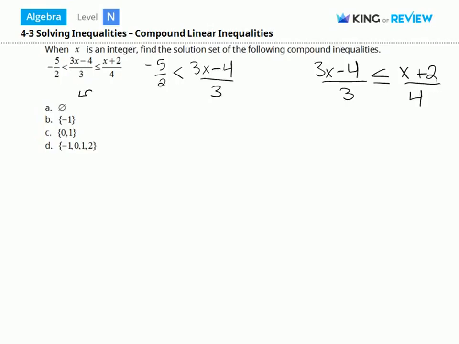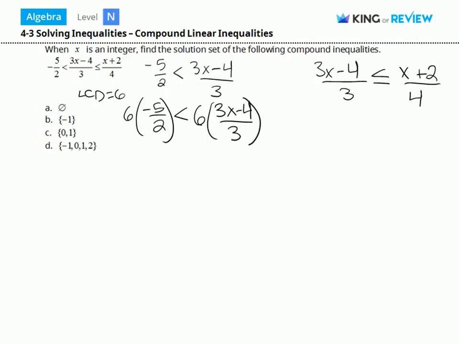In this case, our LCD will be 6. So we're going to multiply 6 by the right-hand side and by the left-hand side. So 6 times the left-hand side is 6 times negative 5 over 2. And for the right-hand side, it's 6 times (3x minus 4) over 3. When we simplify this, we get negative 15 is less than 6x minus 8.